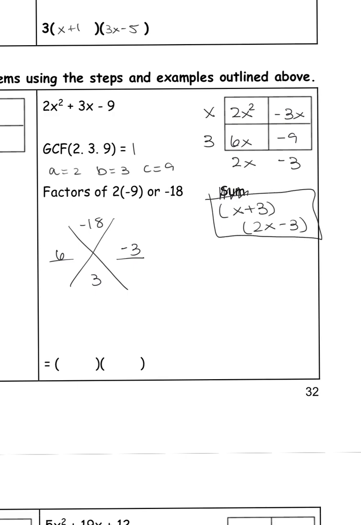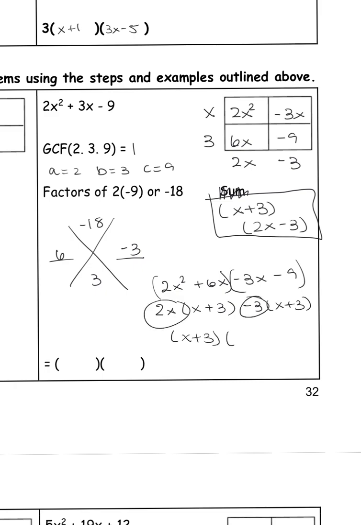We can also use grouping. 2x squared plus 6x minus 3x minus 9. Group my first two, group my last two, take my GCF. So I have 2x comes out of there, which leaves me with x plus 3. Then we're going to pull out a negative 3 out of our second expression, which leaves me with x plus 3. So I know that one of my factors is x plus 3. And I'm going to group my GCFs together, which is 2x minus 3. So my factors are 2x minus 3 and x plus 3.